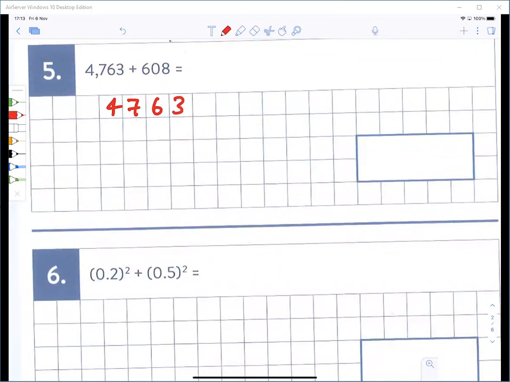4763. You put it all, and then you do 680. 608. So you put the 6 under the 7, the 0 under the 8, and then you add it. Okay. 8 add 3 is 11. Okay, then? 6 add 0 is nothing. Add the 1 is 7. Okay, and then 7 add 6 is? 13. Carry the 1. 4 add 1 is 5. 5, 3, 3. Lovely. Now we need to write that answer in here.